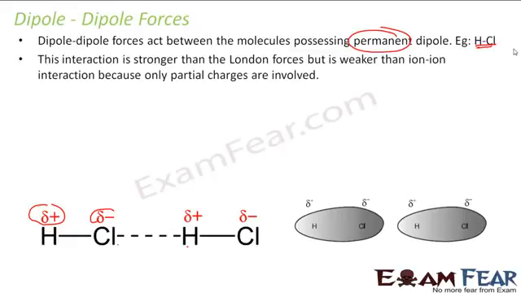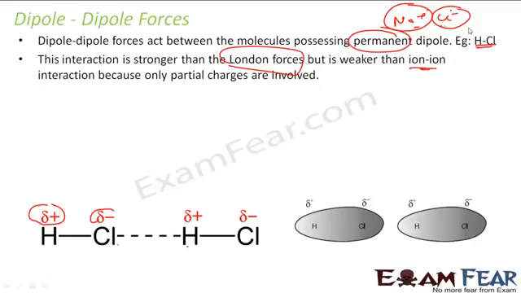So this interaction is stronger than London force because they are very weak force. But again, this is still weak. They are weaker than ion-ion interaction. We'll see that, for example, Na+ and Cl- will have a stronger force because the charge on them is more. This is partial positive and partial negative charge. This is real positive and real negative charge, right?